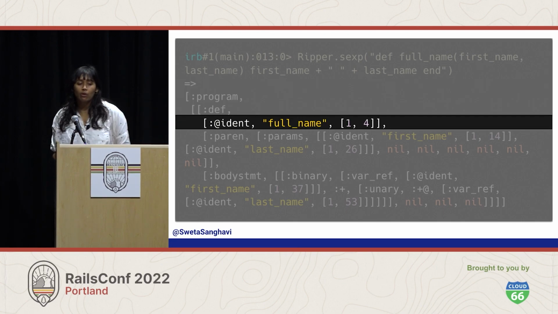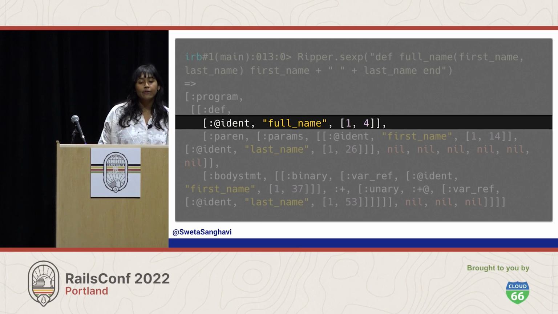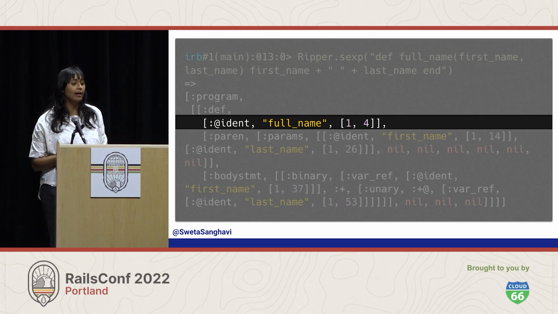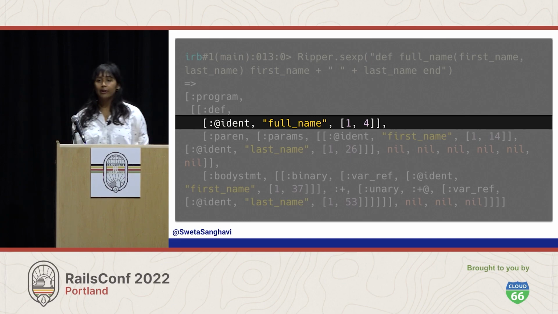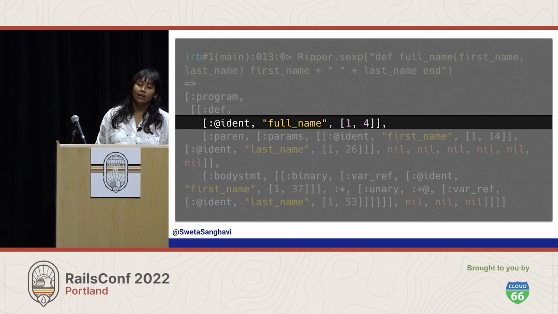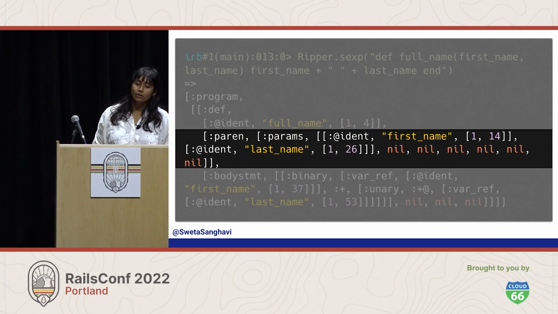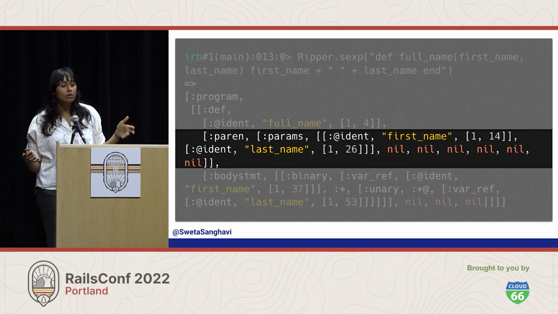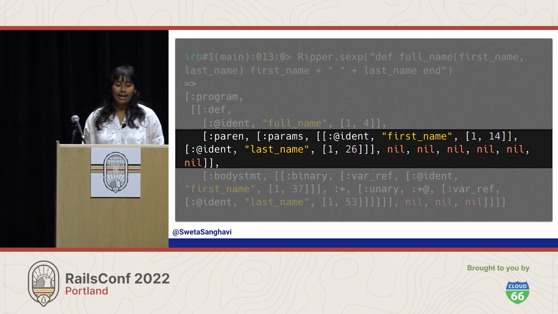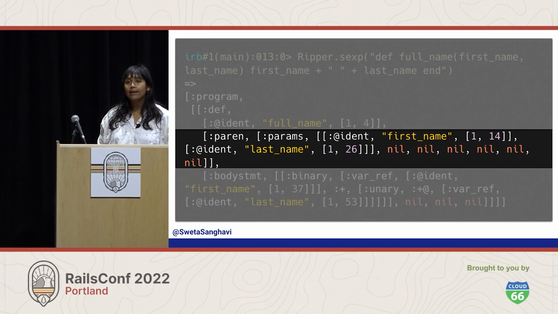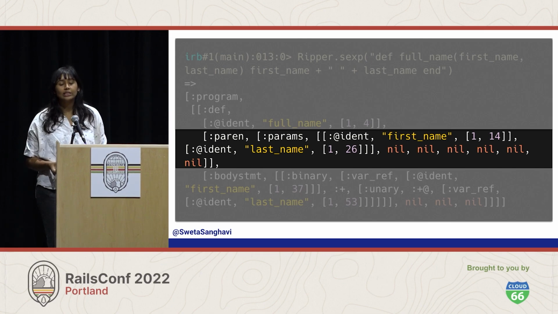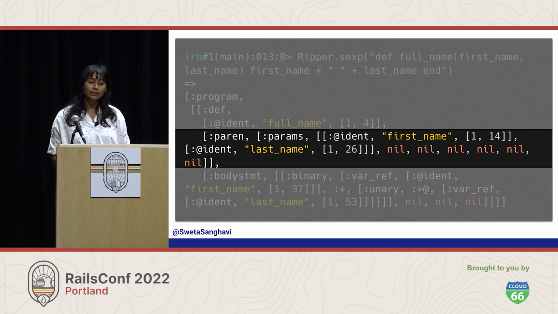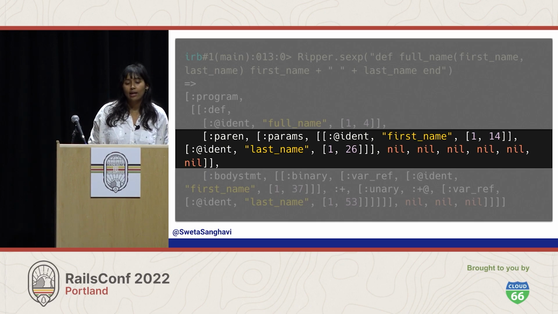Next, we see this variable ident, which stands for identifier. And so we're instantiating full name, which is the name of our method, as a variable. Let's look at the next piece of this. So we see that paren kind of in symbol form, and we see a new array of params. And we see that first name and last name, the two parameters we're passing into full name, are also instantiated as variables that we're going to be able to access.